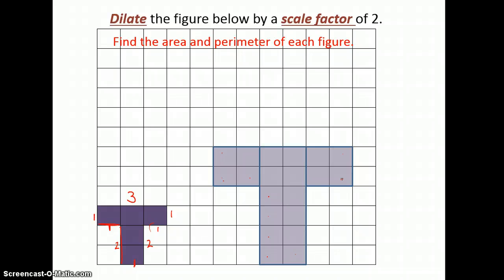And now let's talk about the area and perimeter. The small one, 1, 2, 3, 4, 5, has an area of 5 and a perimeter of 12 units. My enlarged figure has an area of 1, 2, 3, 4, 5, 6, 7, 8, 9, 10, 11, 12, 13, 14, 15, 16, 17, 18, 19, 20, area of 20, and perimeter of 24.